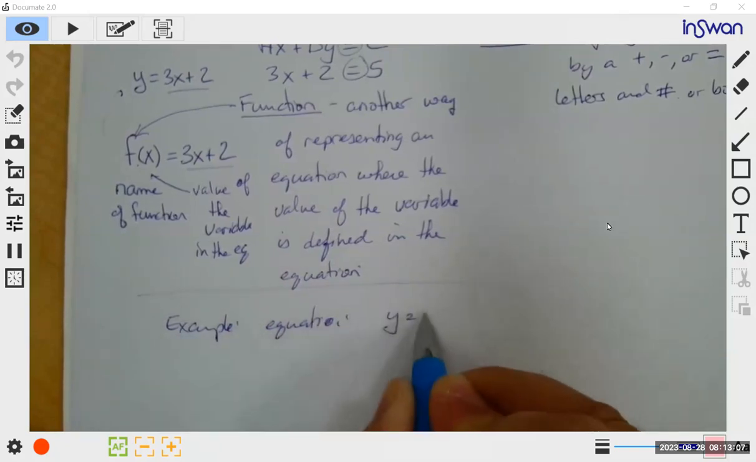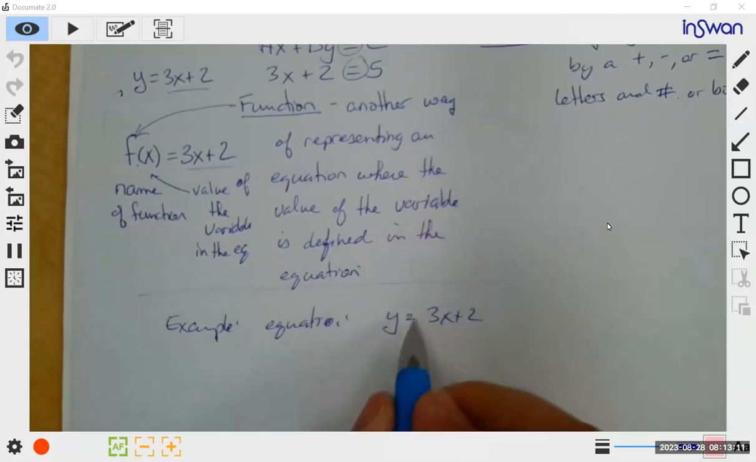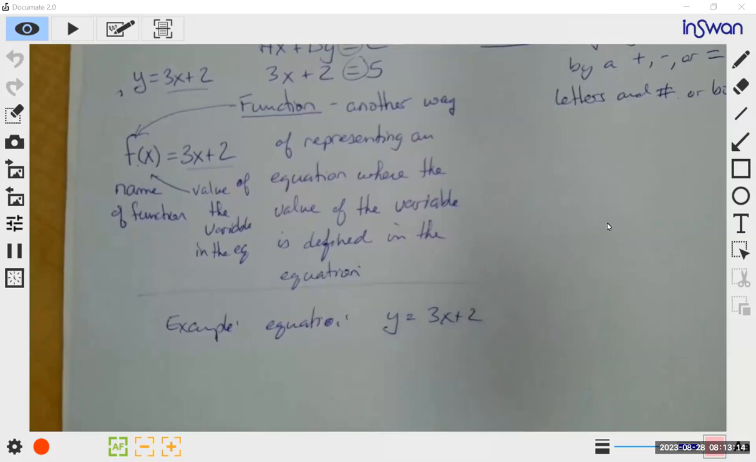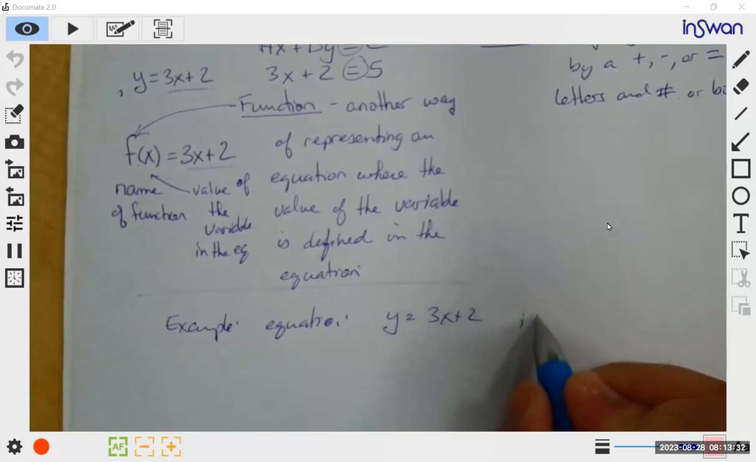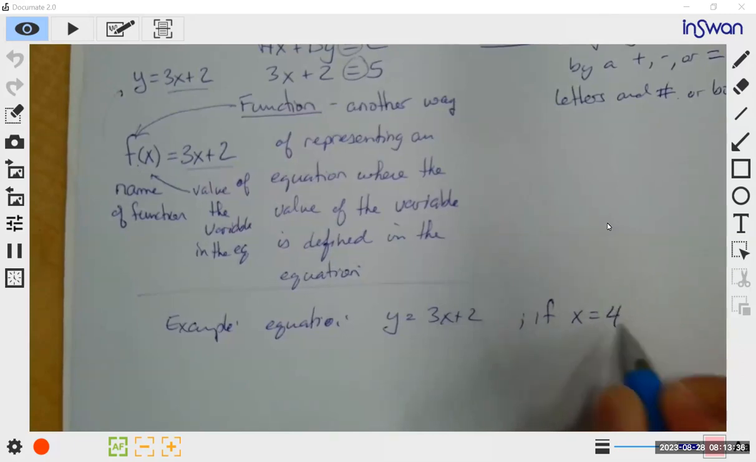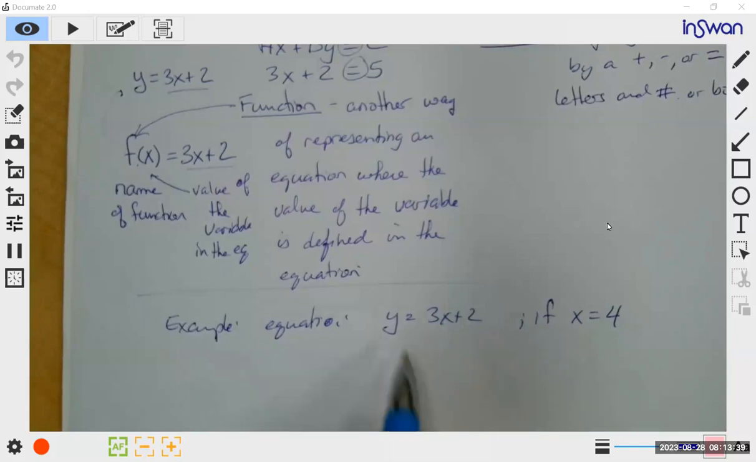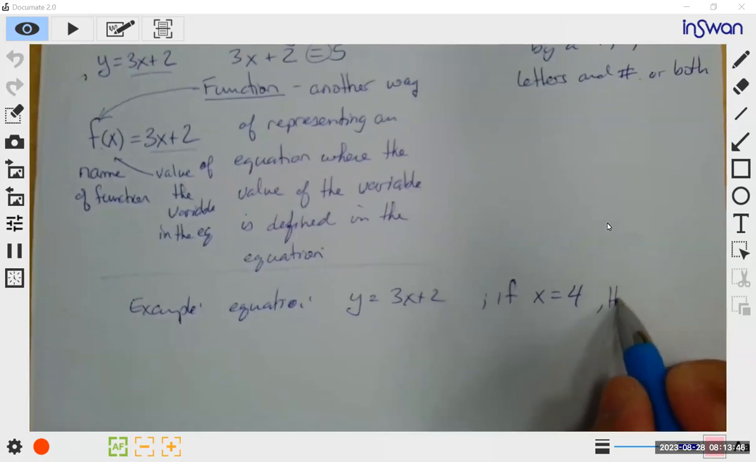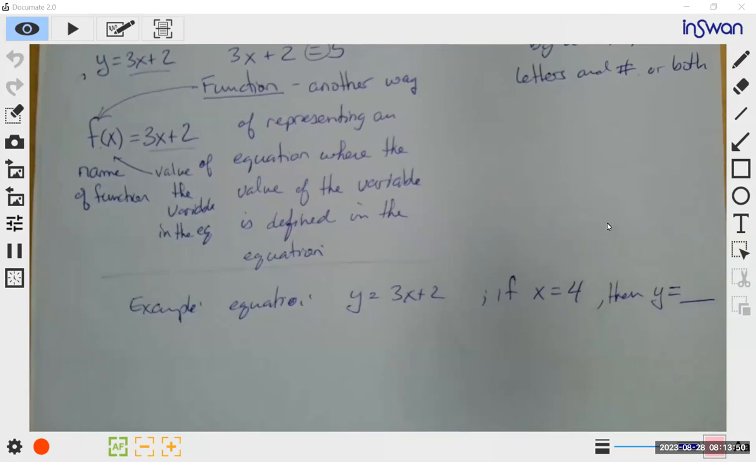If I gave you an equation, here's an example. The equation is y equals 3x plus 2. You can't tell me what y equals until I tell you what x equals. Until you know what that number is, you can't do the work. True? Can you tell me what y equals without knowing what x is? No. So what if x equals 4? Then y equals what? How'd you get 14?